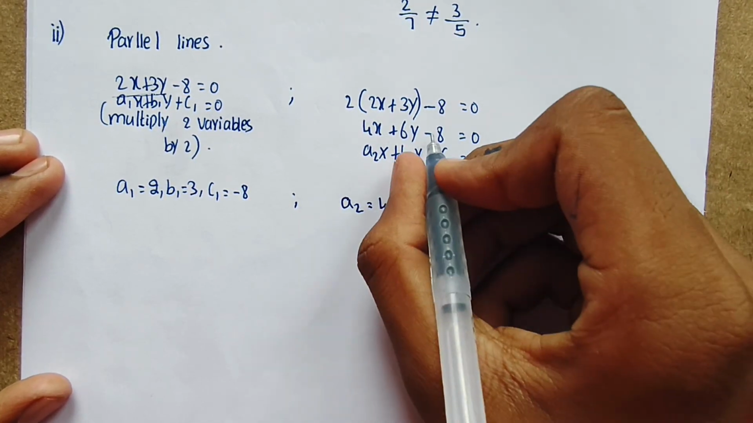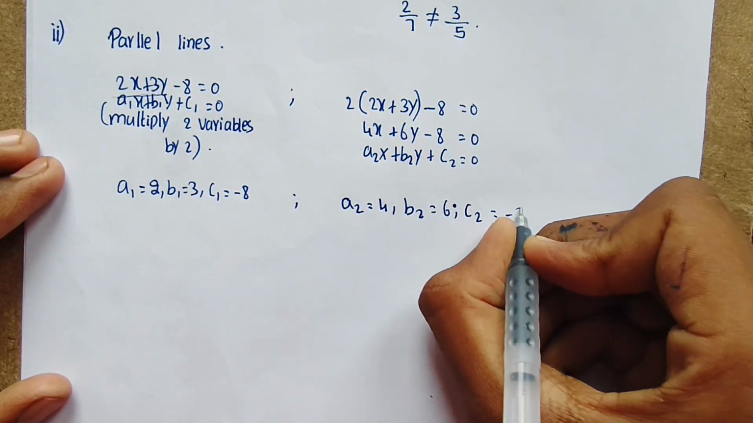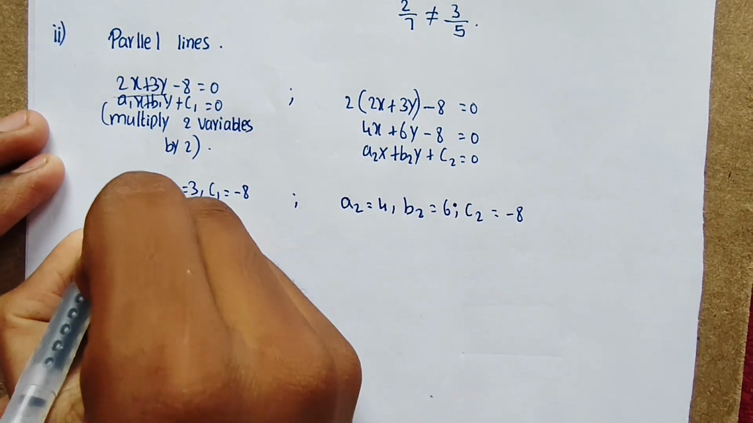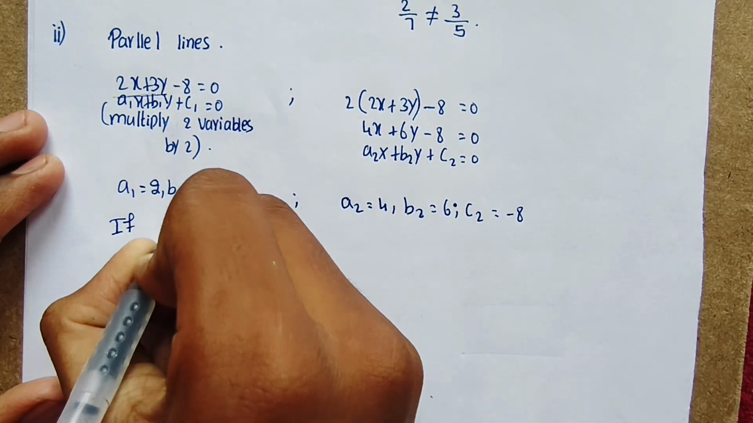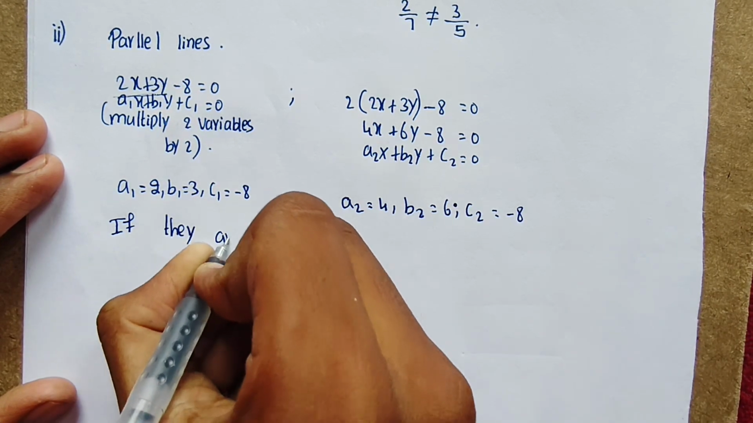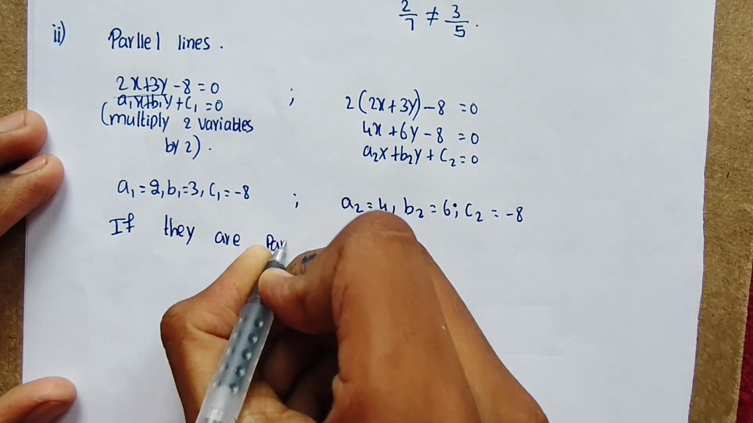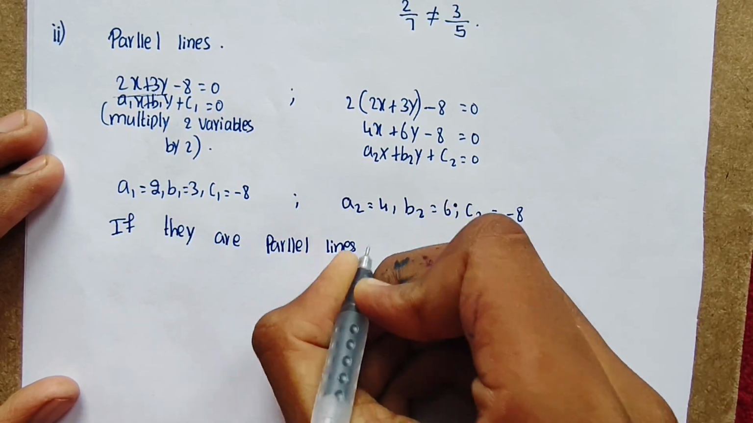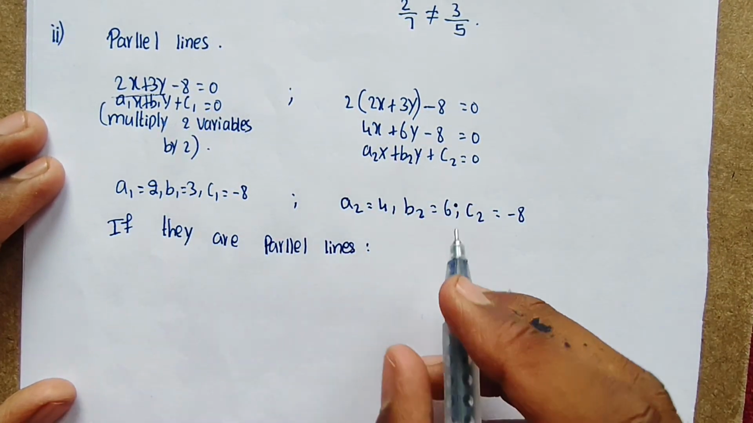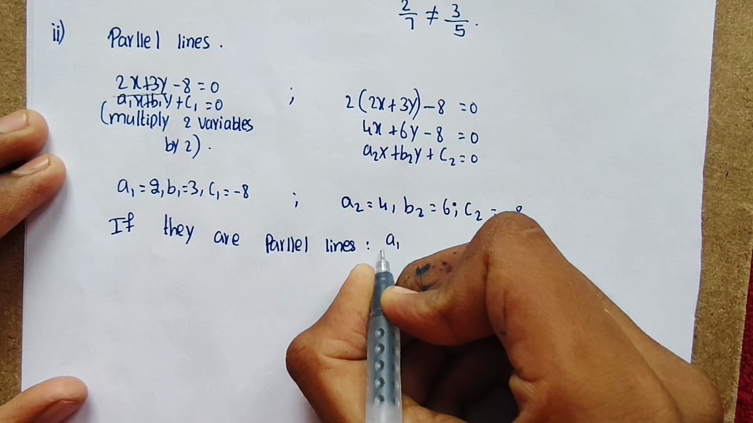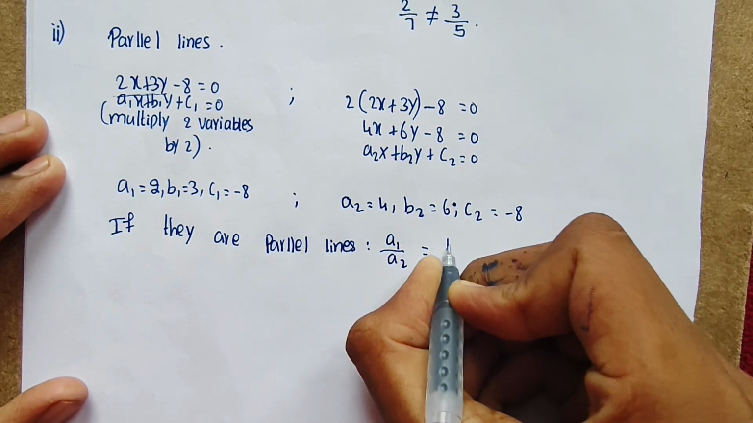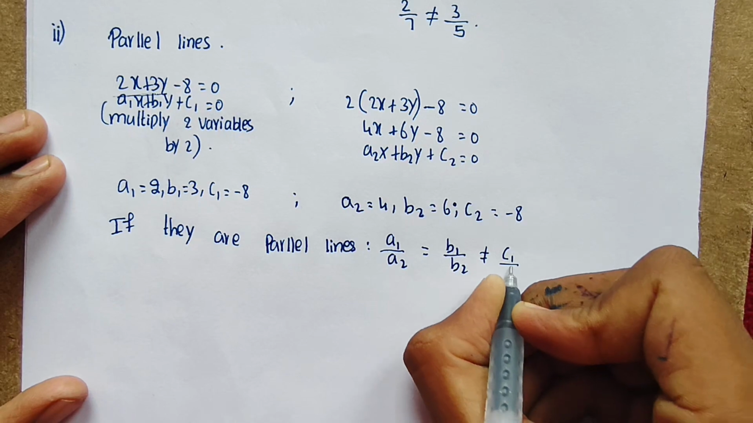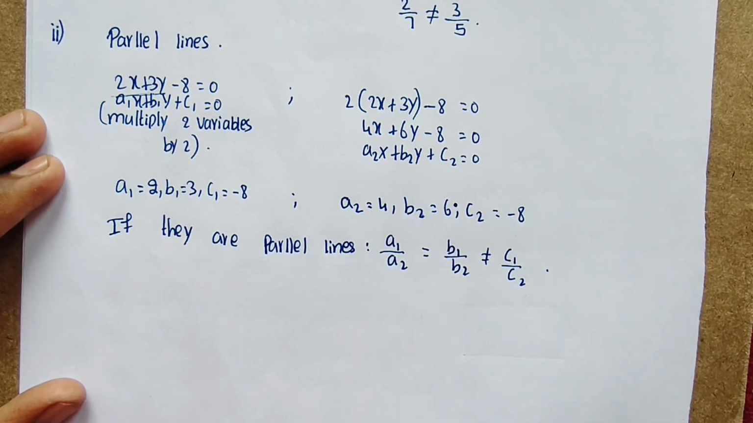C2 is equals to, here also, minus 8. So, if they are parallel lines, the form want to be like A1 by A2 equals to B1 by B2 not is equals to C1 by C2.